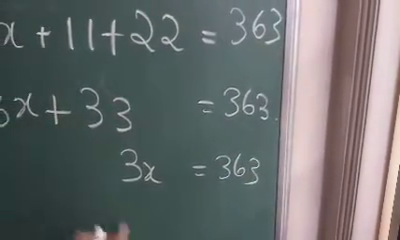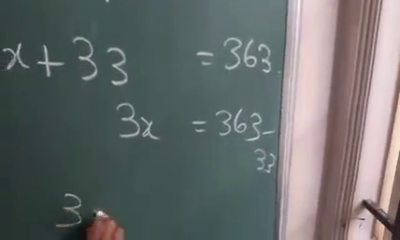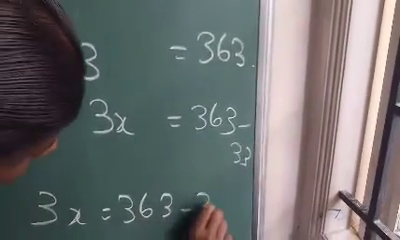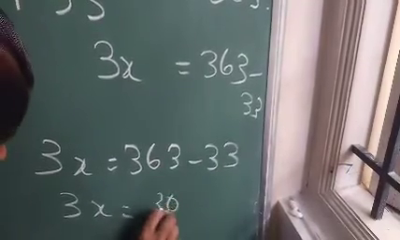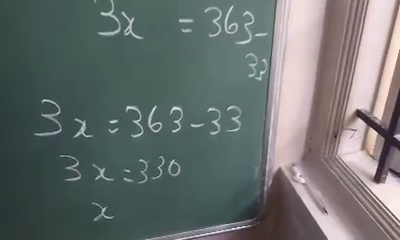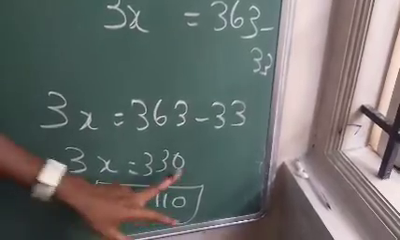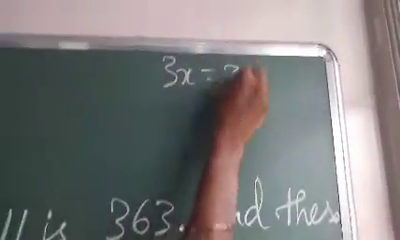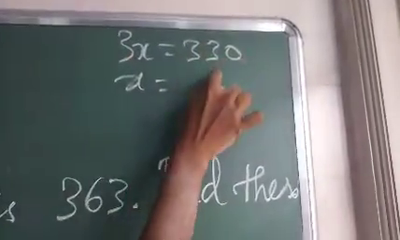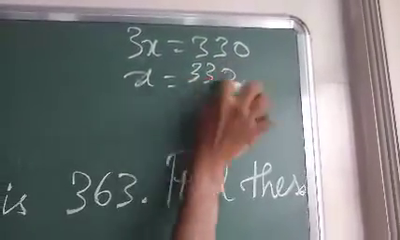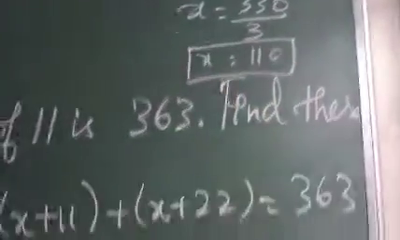So here it is addition. If it goes to the right hand side, it will become subtraction. So minus 33. So see here, 3x is equal to 363 minus 33. So 3x is equal to, if you subtract you will get 330. 3x is equal to 330. I have to find the x value. Here it is multiplication, so when it moves to the right hand side, it becomes division. So 330 divided by 3. So x is equal to 110. So my x value is 110.